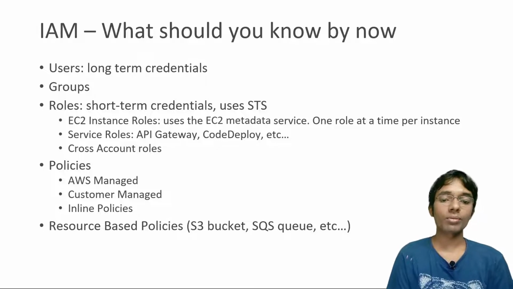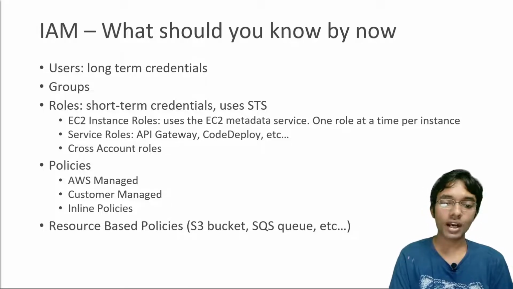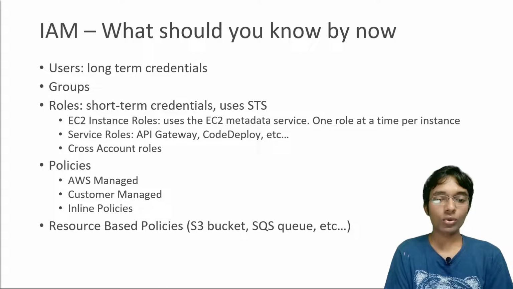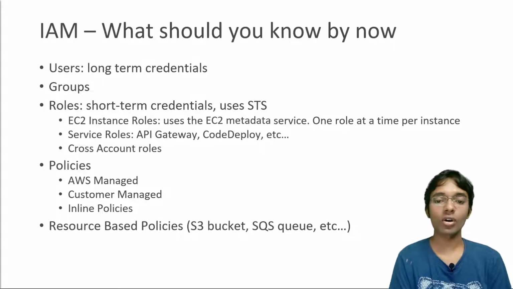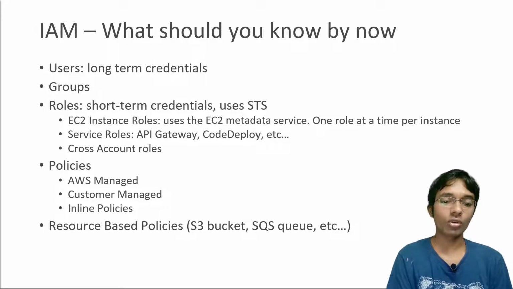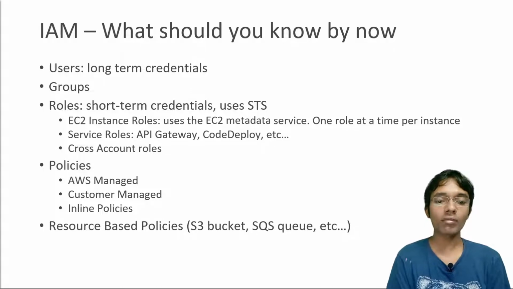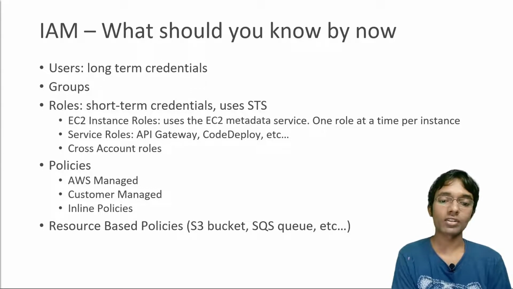There are also service roles, which are assigned to services directly. So if you have a service such as API Gateway or CodeDeploy, or an auto scaling group or a Lambda function or something else that needs to do an action, then that service needs to have a role, and that role needs to be provisioned to do all the actions that it needs.